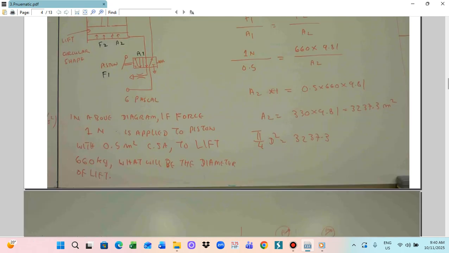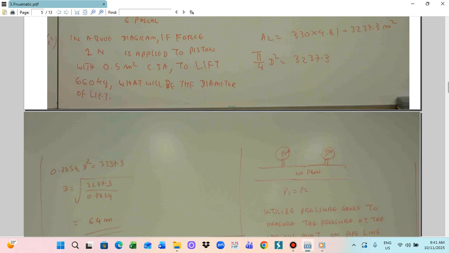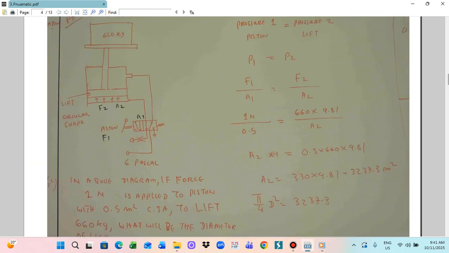I explained this in the diagram. This is the piston. We put the piston on the area A1, so the fluid is multiplied, and then F2 is used to lift. The area A2 is greater than A1, so although you apply just 1 Newton, an output load of 360 kilograms can be lifted. This is Pascal's law: pressure 1 on the piston is equal to pressure on the lift. So P1 equals P2, F1 by A1 is equal to F2 by A2. F1 is 1 Newton, A1 is 0.5, F2 is 360 multiplied by gravity, and then you get A2. So this is the hydraulic jack system.